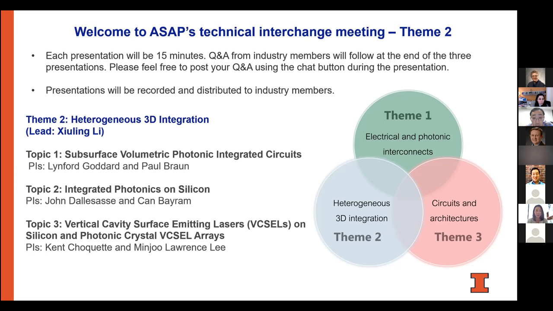Without further ado, the first talk is by Professor Linford Goddard, and he's going to talk to us about subsurface volumetric photonic integrated circuits. Floor is yours.